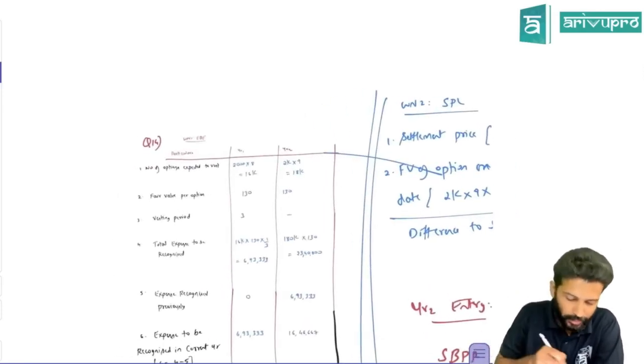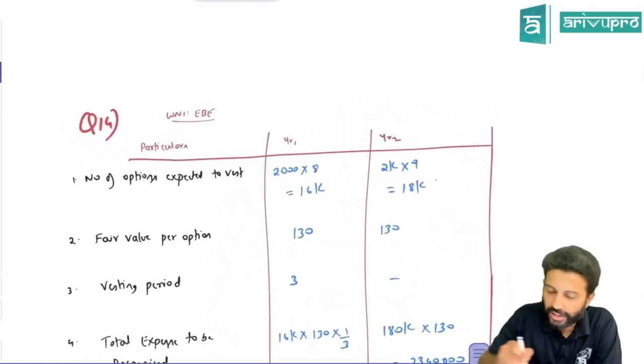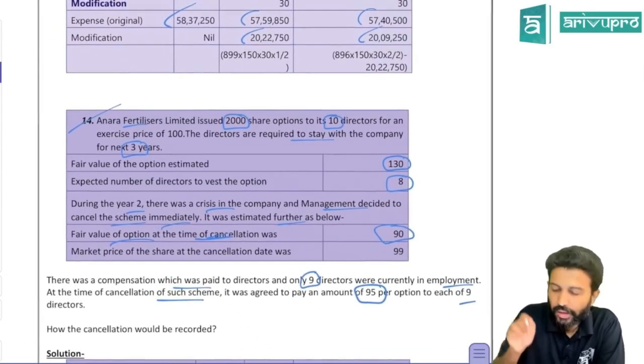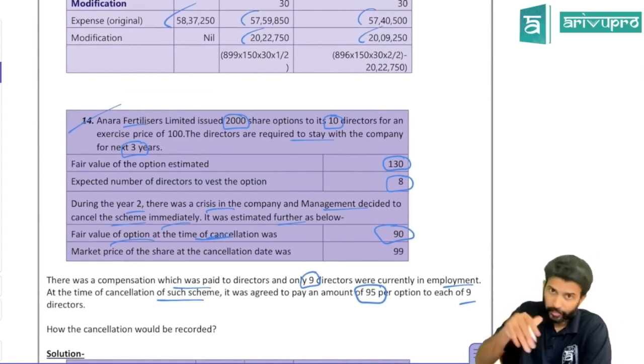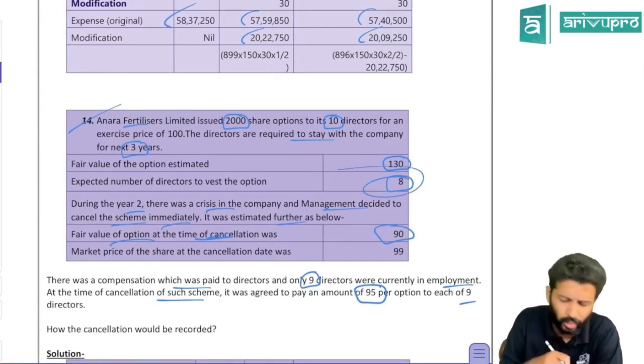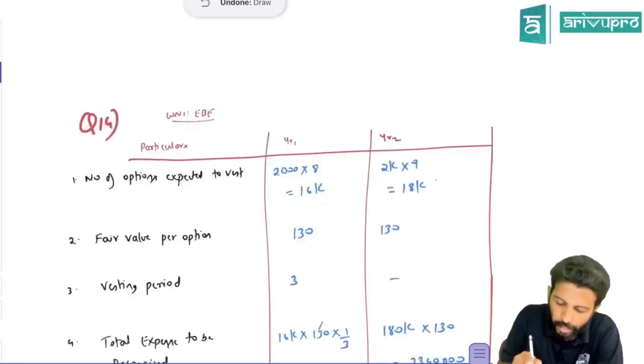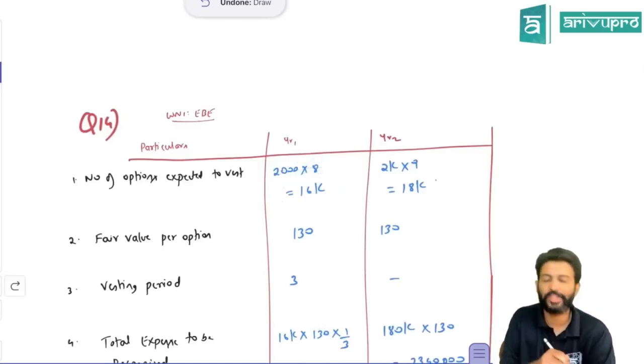So this is your question number 14. First, the number of options expected to vest. How many directors are there? 10 directors. But in the first year, the company expected that only 8 directors will avail. And how many options were given to directors? Each director had an option to buy 2,000 shares, and we expect 8 directors to utilize. So the number of shares expected to get bought is 16,000.